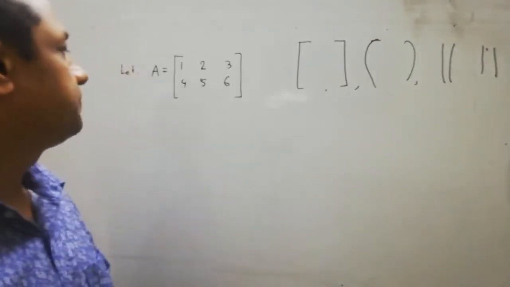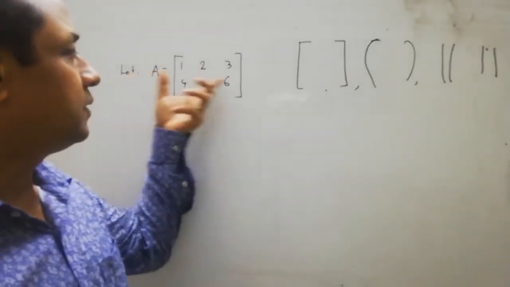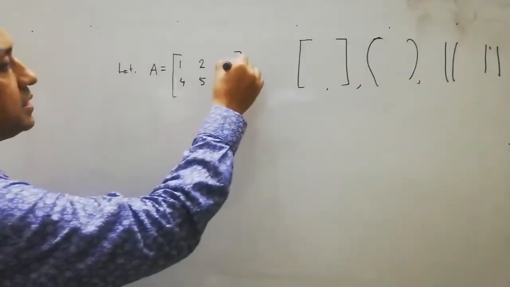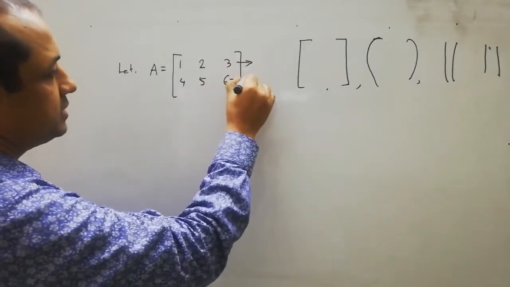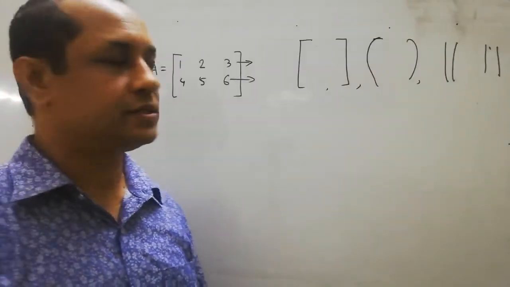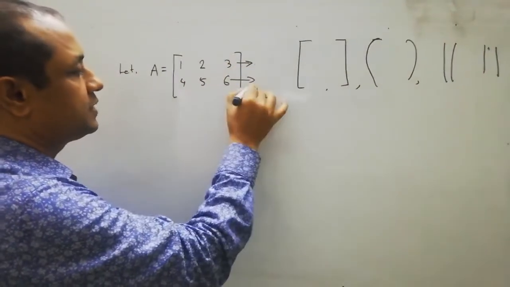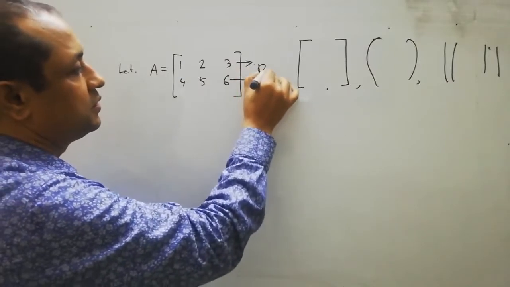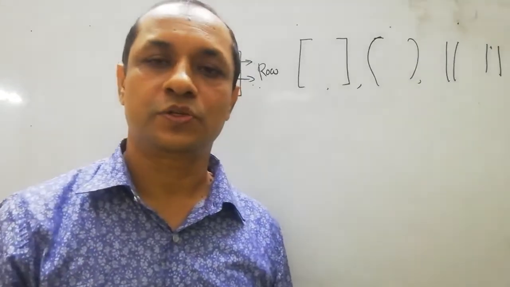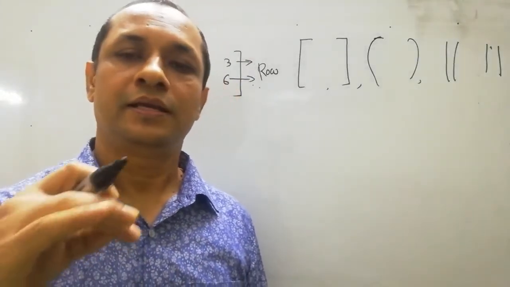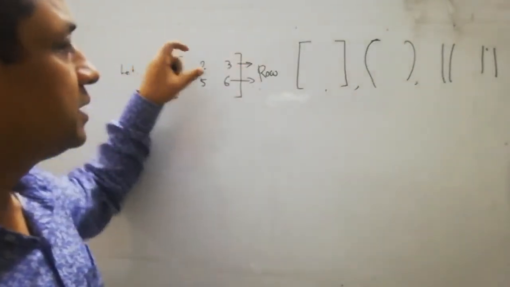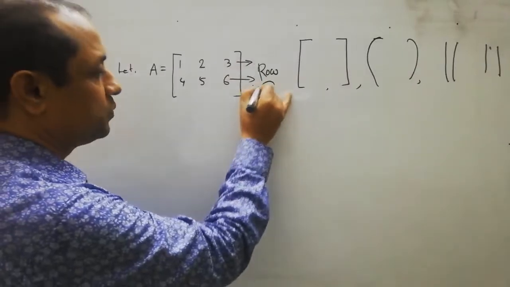Now students, here there are two horizontal lines. A horizontal line is called a row of a matrix. So here is the first row and the second row. Attention please, students: a horizontal line is called a row of a matrix. So there are two horizontal lines, so the number of rows is 2.